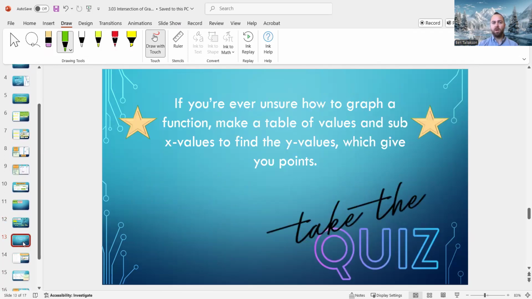And that's just about it for today. Just one final reminder, if you're ever unsure how to graph a function, make a table of values and substitute x values in to find the y values. That will give you the points.